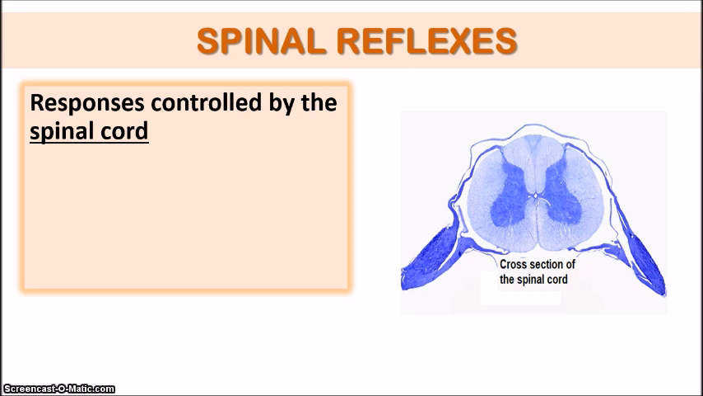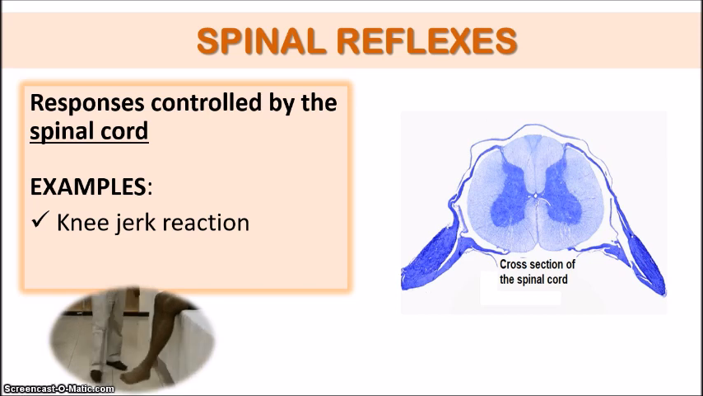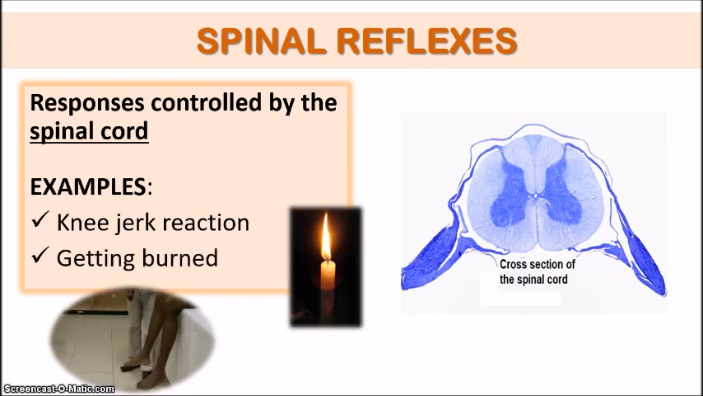Common examples of spinal reflexes would be, first of all, the knee-jerk reaction. This is done when you go to the doctor and they're testing your reflexes by tapping you under your knee. Another response is reacting to painful stimuli, for instance getting burned. If you accidentally touch a hot pan or a flame, you experience a quick response by your arm pulling back quickly from the heat. These are common examples of spinal reflexes. Remember, the messages are going to the spinal cord instead of the brain.